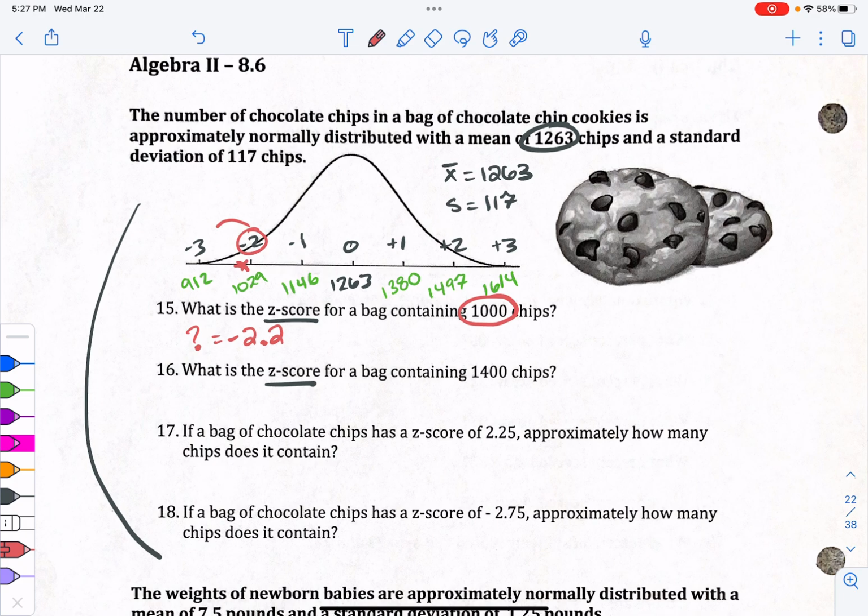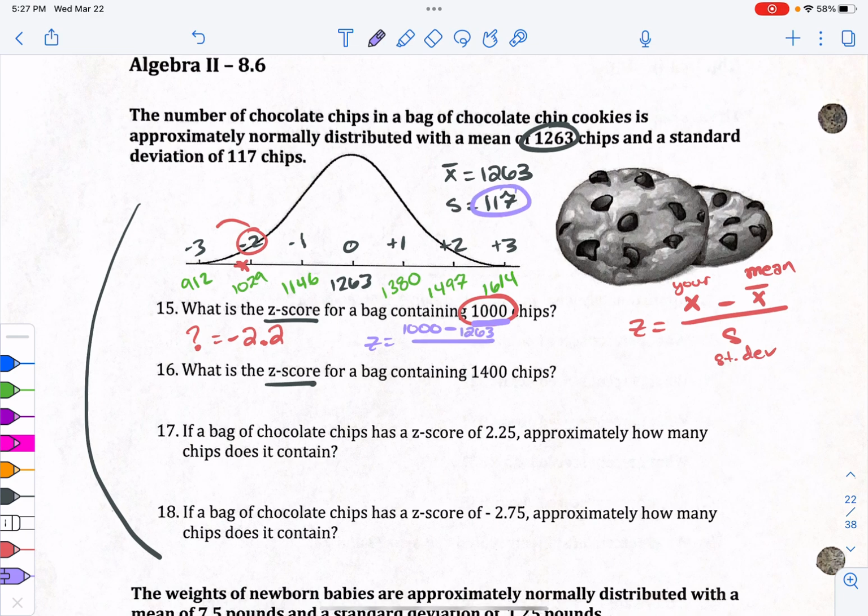Okay, the formula for calculating z-score is you take your value, so x, minus the x bar, which is the average, or the mean, and then you divide by the standard deviation, okay? So that's how you calculate what your z-score value is, all right? Let's do that. My x is the 1,000 that I'm looking for, okay? And then I subtract the average, which is 1263, and I'm dividing by the standard deviation, 117, okay? Let's see what I get.